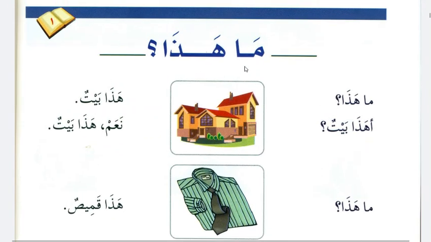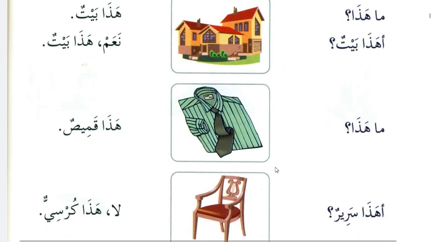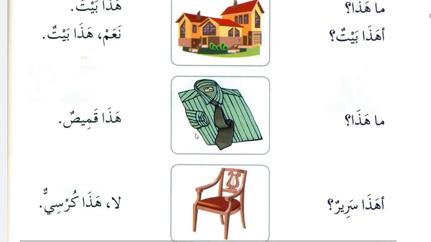Then we have mahaza. Ma means what. Mahaza, what is this? Haza bait, this is a house. Ahaza bait, is this a house? Naam, haza bait, yes, this is a house. Mahaza, what is this?